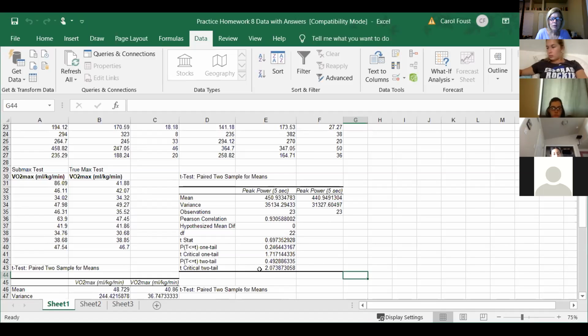Okay, so is our calculated larger than our critical? Is our critical smaller than our calculated? Yeah, so that tells us there's no difference. We can follow that up by looking at the probability value. Our probability value is 0.49, 49%. Is that less than 5% or 0.05? No. So this tells us there's no difference between these mean values. So that means we can say that's reliable.